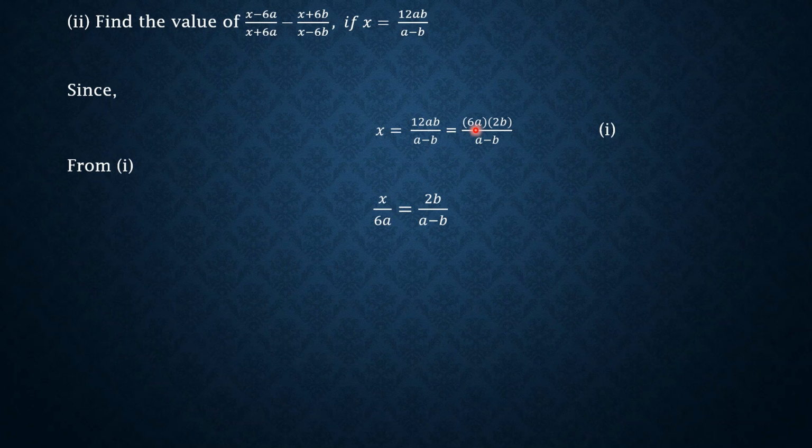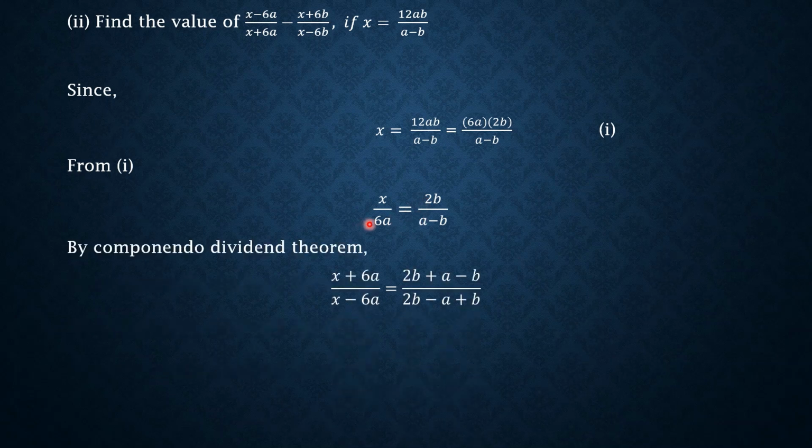Now we transpose 6a to the right side. So we have x over 6a equal to 2b over a minus b. Now we will apply componendo dividendo. Then our fraction will be x plus 6a over x minus 6a, which is same to the fraction in the question. So x plus 6a over x minus 6a equal to 2b plus a minus b, and in denominator this will be 2b minus a plus b.